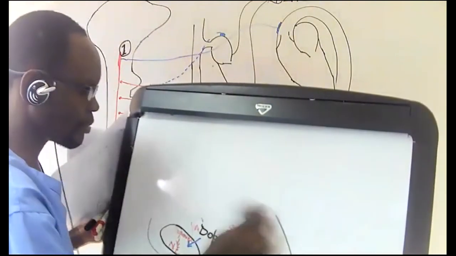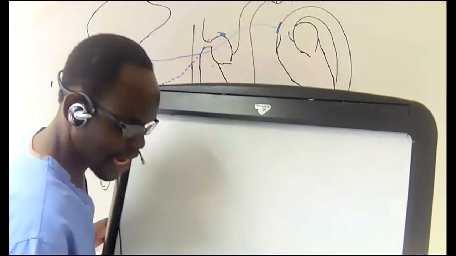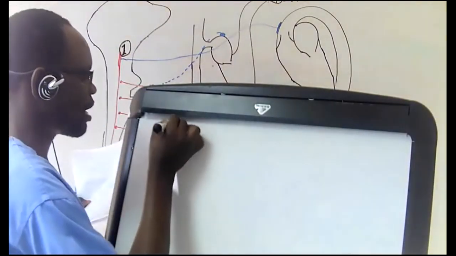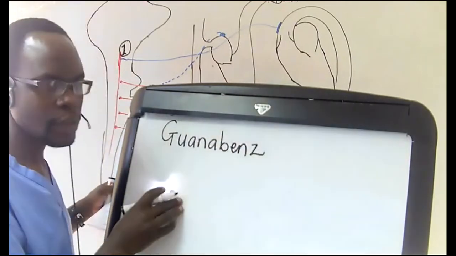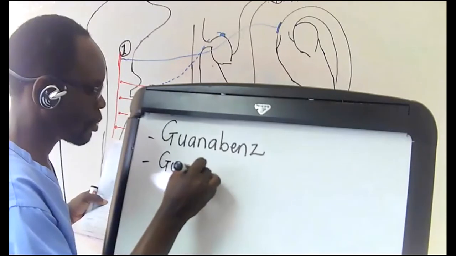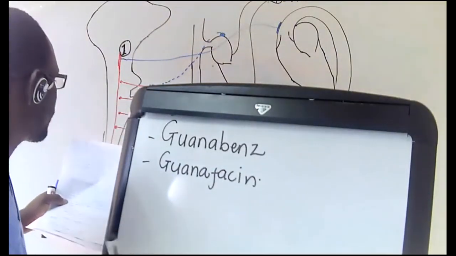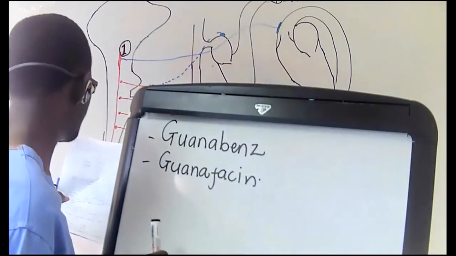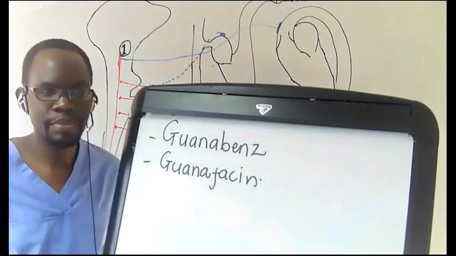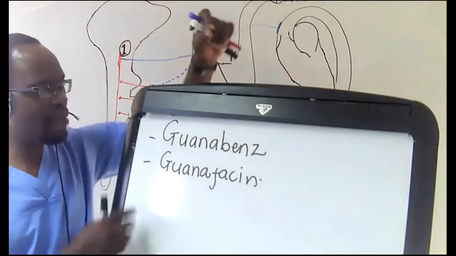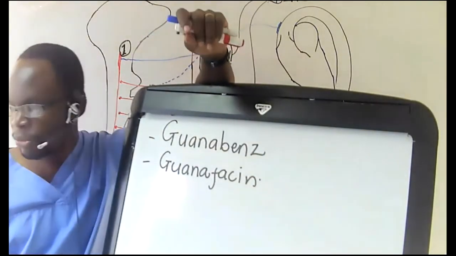The other examples are guanabenz and guanfacine. We have guanabenz and guanfacine. These are also examples of centrally acting sympatholytic drugs, and guanabenz and guanfacine are also related to clonidine.